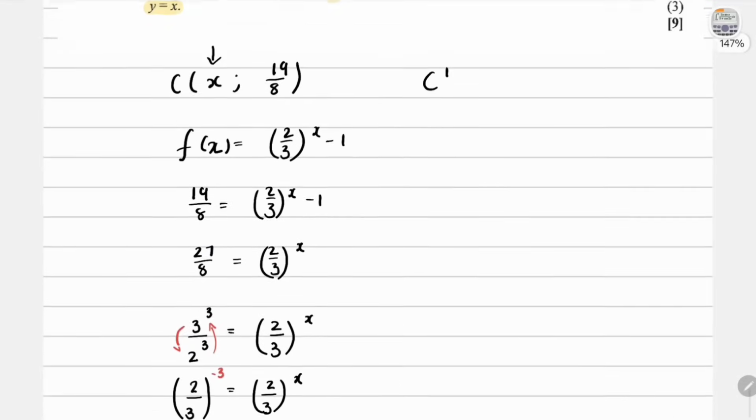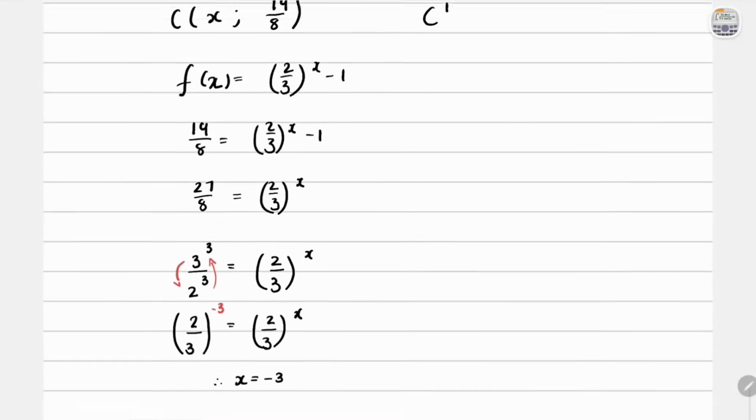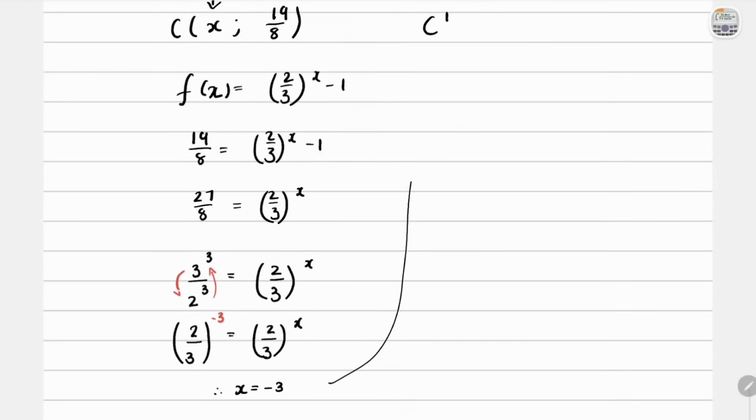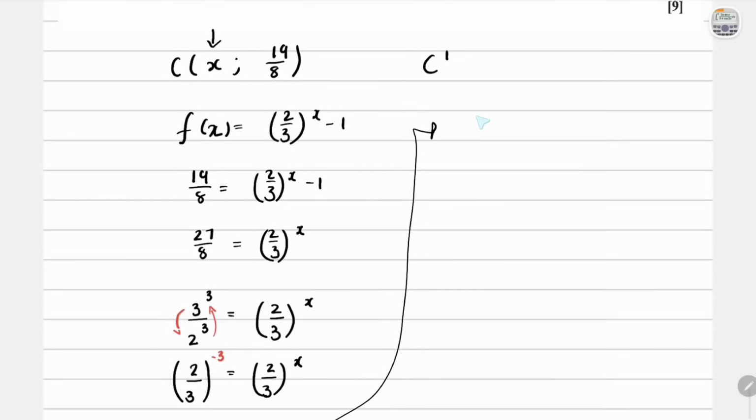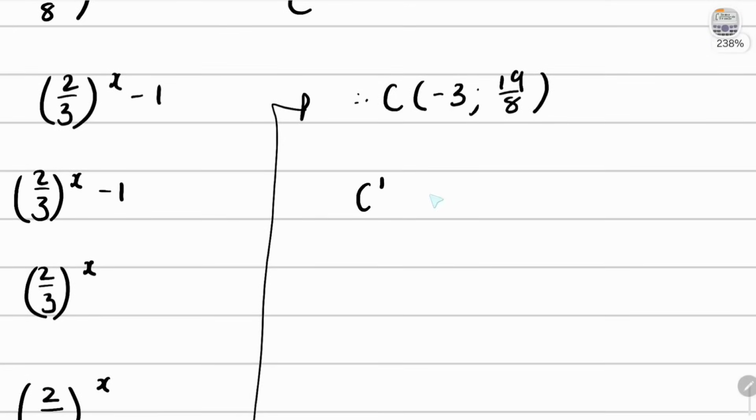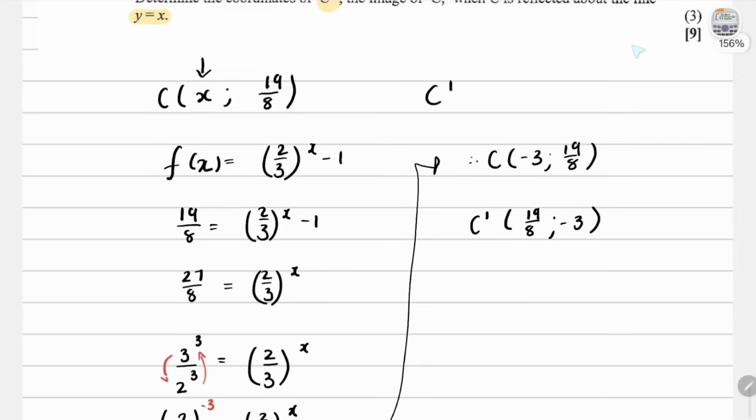Okay, now that we know what x is, we can fill that in there. And so that would explain what C prime is. I'll just put that over here. So it means that C is therefore negative 3 and 19 over 8. And that would mean that C prime, the reflection across y equals x, would be 19 over 8 and negative 3. And that is our answer.